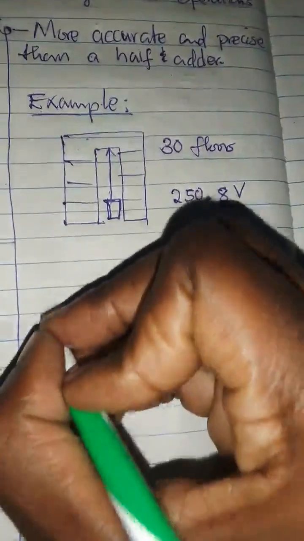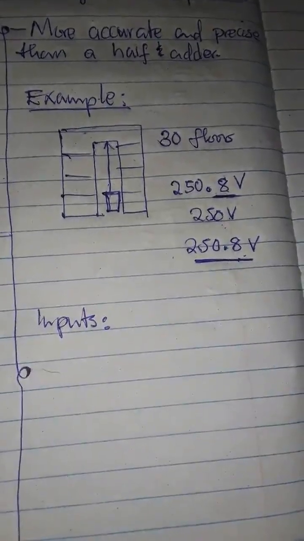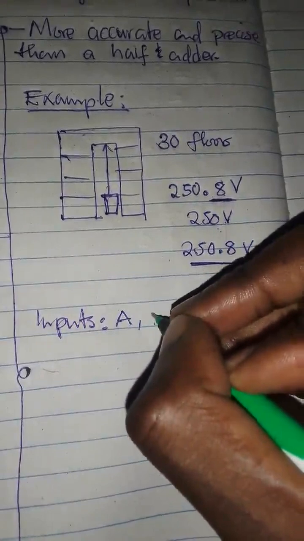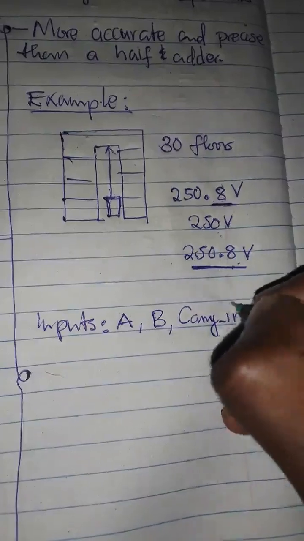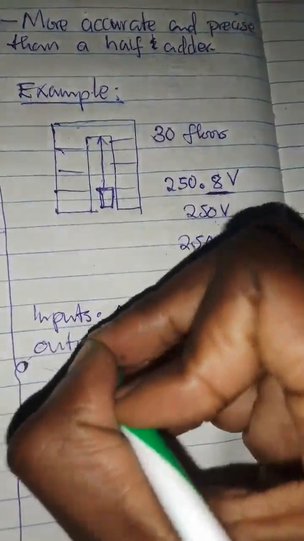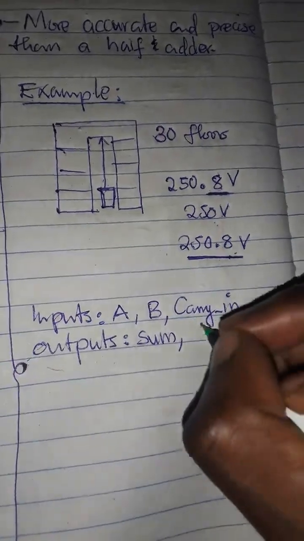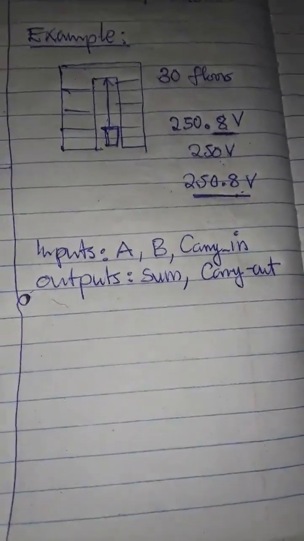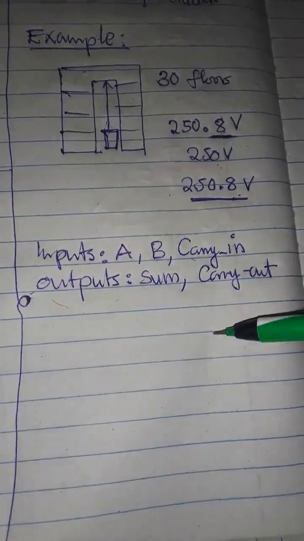So the inputs of a full adder: remember, it adds 3-bit binary digits. So the first bit will be A, the second bit B, and also the carry in from a previous full adder. Then the outputs will be sum and also a carry out. Those are the inputs and outputs of a full adder.